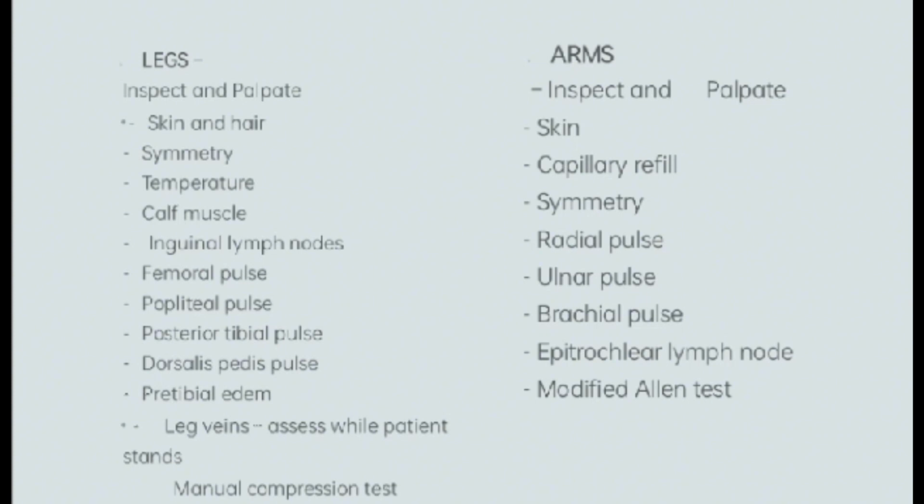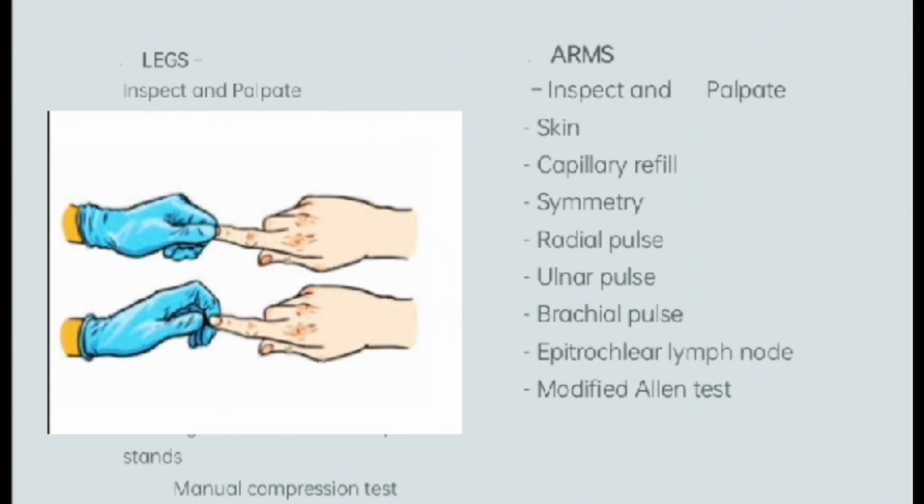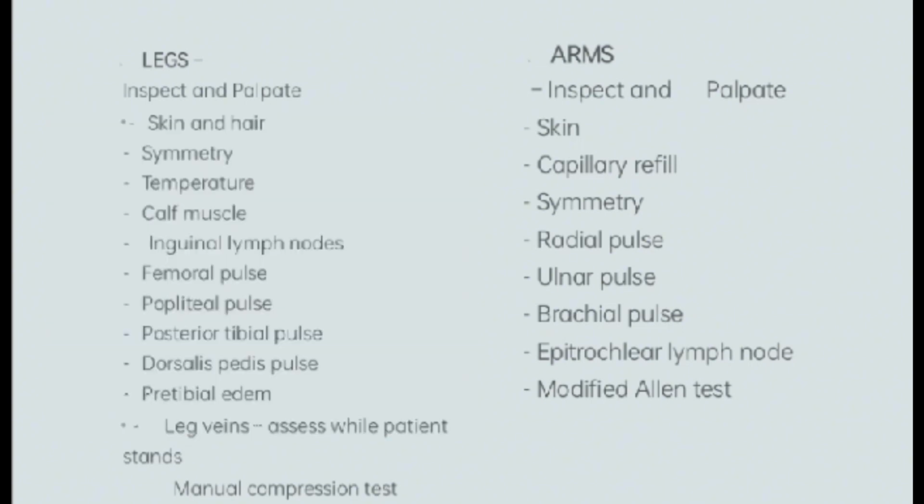So by performing capillary refill test, you have to press on the nail beds and then observe if the color of the nail returns quickly. If not, then maybe there's a problem in the blood flow on the fingers. Next, we have to assess the symmetry or inspect the symmetry of the arms, the size and the shape.